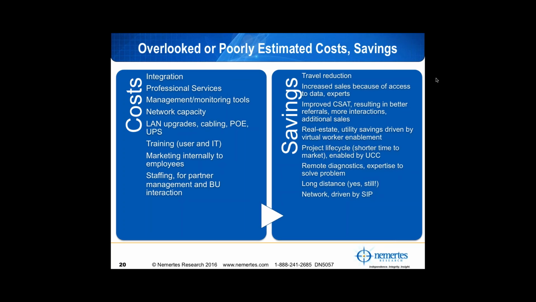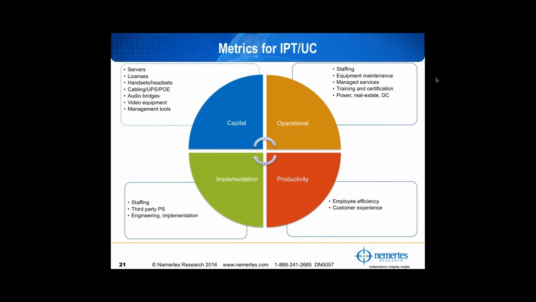Even long distance costs. I know it's not an efficiency metric per se, but we are still seeing companies show savings, particularly in international long distance. And then, of course, in the network as well, especially driven by SIP trunking. So those are just some things you can use as a reference point as you're building a business case.